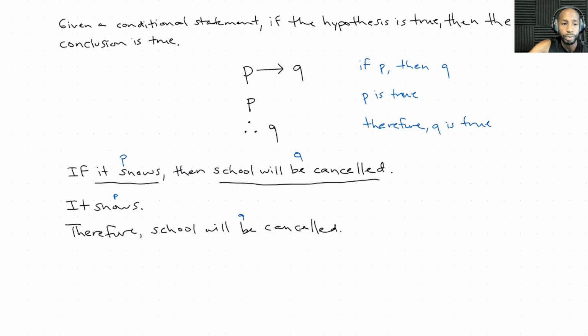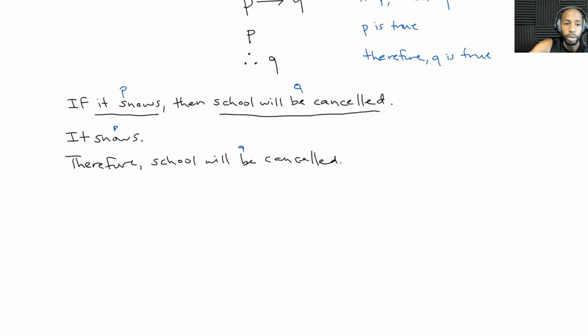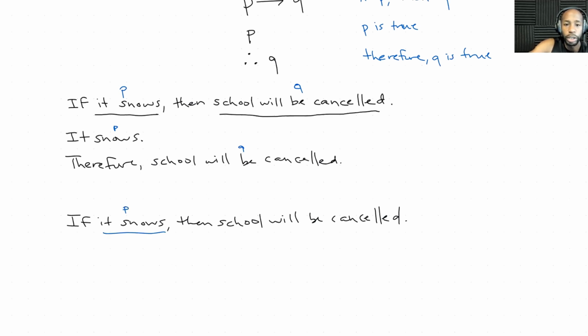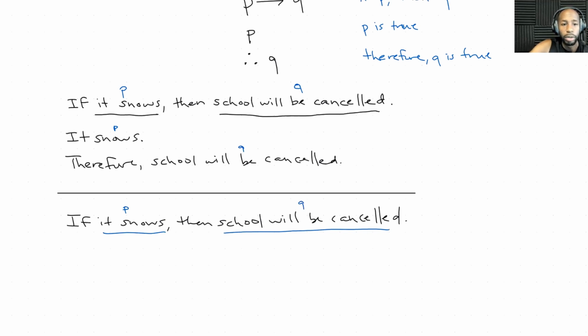All right. So if it snows, then school will be canceled. Okay. All right. So again, let's label these. Here's your hypothesis. Here's your conclusion. Let me also go ahead and put a line here to separate these examples. Okay. Now, let's go for the next part of this.